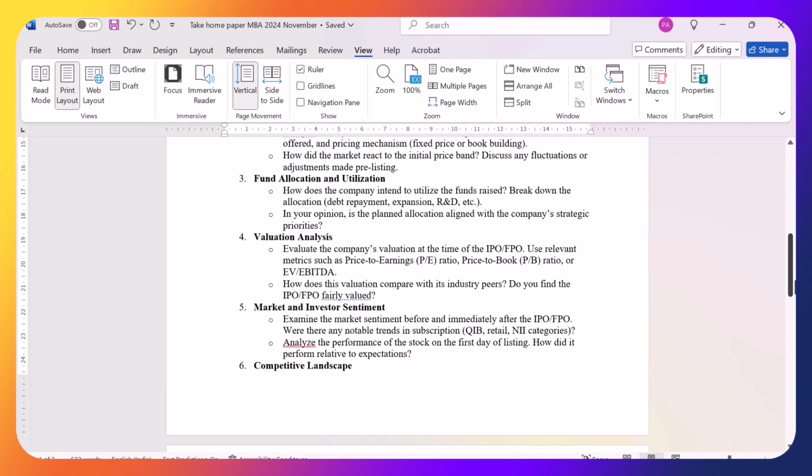Valuation analysis. Evaluate the company's valuation at the time of the IPO and FPO. Use relevant metrics such as price to earnings ratio, price to book ratio, or EV by EBITDA. And the other one is how does the valuation compare with its industry peers? Do you find the IPO or FPO fairly valued?